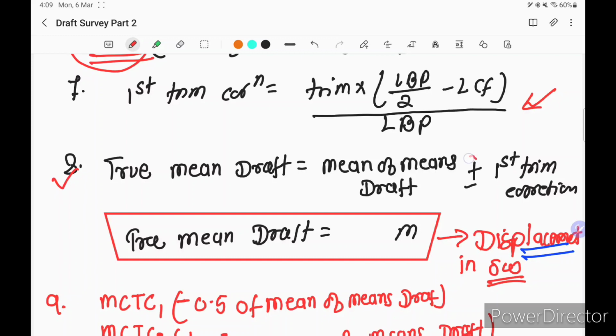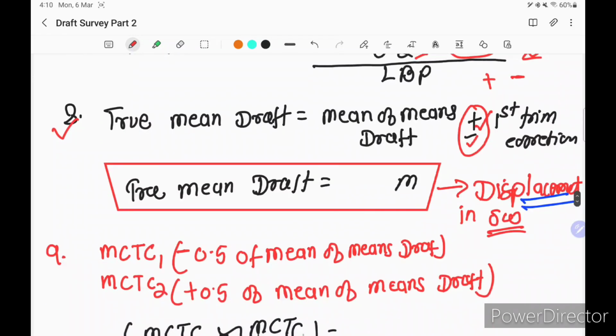Now how will you decide whether this is plus or minus? If your first trim correction answer is positive, then apply positive. If your trim correction is negative, then apply negative. Okay. If LCF is greater than LBP divided by 2, then your answer will come in negative. If LCF is less than LBP divided by 2, then you will get positive. So you will get the true mean draft.